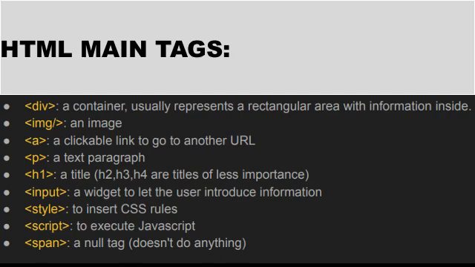We have the style tag to insert CSS rules. We have script to execute JavaScript. We're going to talk about them in our next video, on CSS and then JavaScript itself, that is the programming language. And then we have span. Span is a null tag, it doesn't do anything. For example, you want to put a text in your site that is different from other text, maybe the color is different, so we're going to use the span tag.